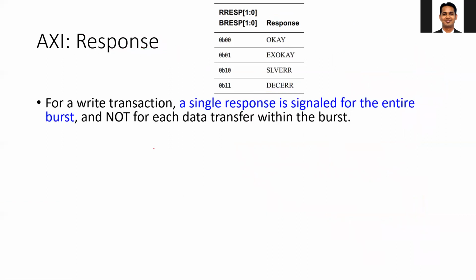For a write transaction, you can see that there is a single response signal for the entire burst. In a burst, if you have multiple transfers, the slave will signal only one response for the entire burst and not for each data in a transfer. This is in the write transaction, because there is a separate write response channel.